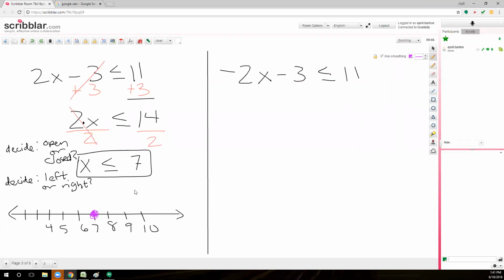So how about our shading? To the left or to the right? Good job. To the left.